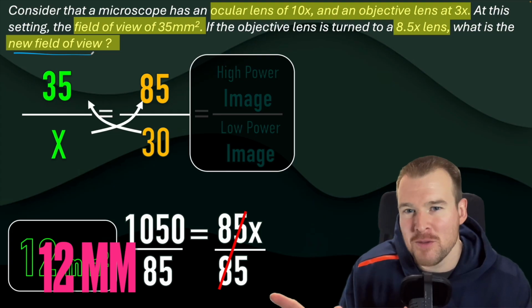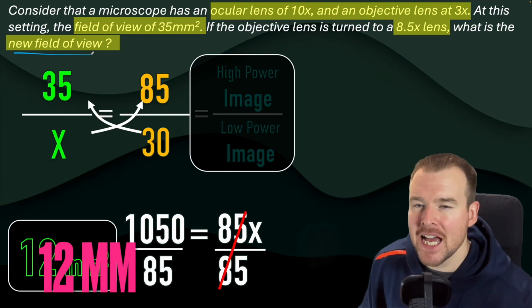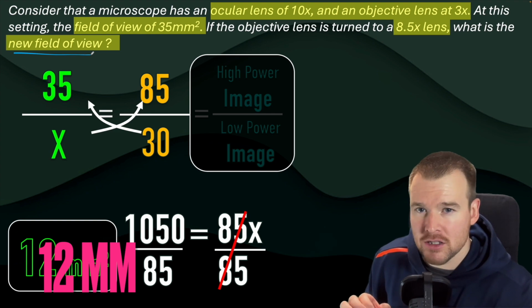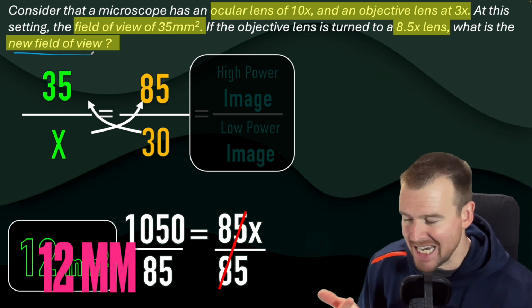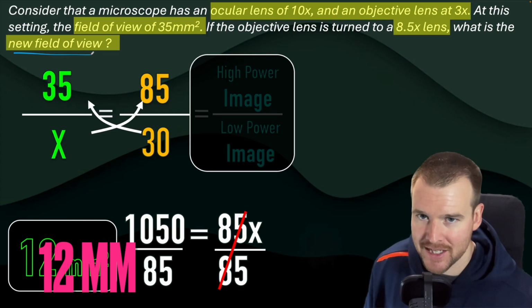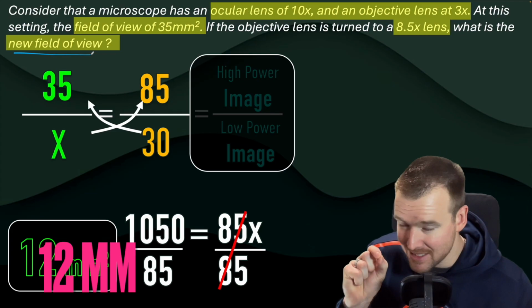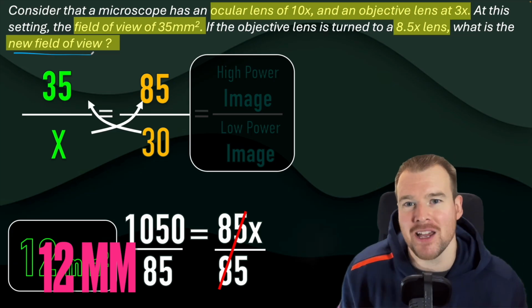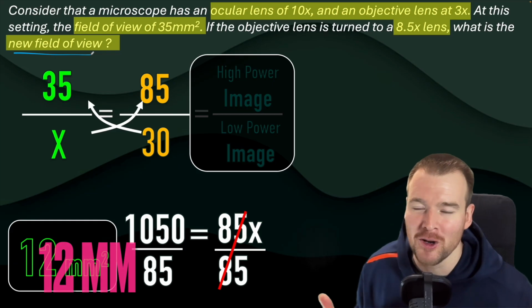But once again, before you move on, let's check to make sure this makes sense. As I zoomed in, I started looking at an area of 35 millimeters. Now I'm looking at an area that's 12 millimeters. That makes sense. As I zoom in, I'm looking at a smaller area because I'm zooming in on that small area. Always check to make sure that makes sense before you leave the question.